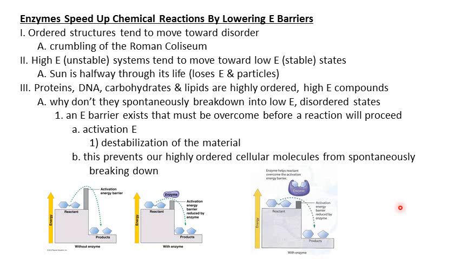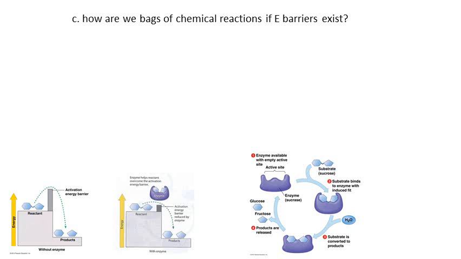So this is how we get highly ordered cellular molecules that we take in by way of our diet to be broken down. We have enzymes that lower this activation energy barrier, lower the wall, so we can digest the food and get the release of energy from those high energy compounds. Now, we've been saying all along that we're bags of chemical reactions. So if these activation energy barrier walls exist, how can we be bags of chemical reactions?